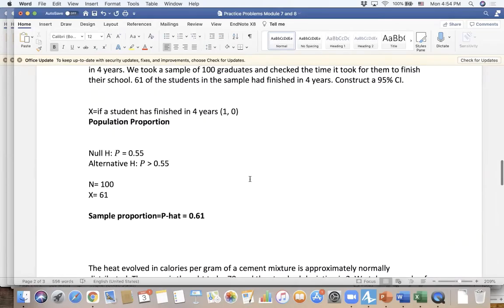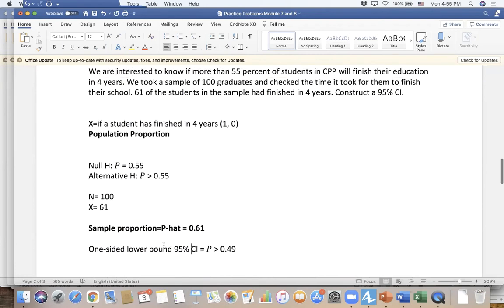Let's say here, if I construct a one-sided lower bound confidence interval, and let's assume in that confidence interval, I say P is greater than 0.49. This is a one-sided lower bound 95% confidence interval. So with this confidence interval we have constructed.